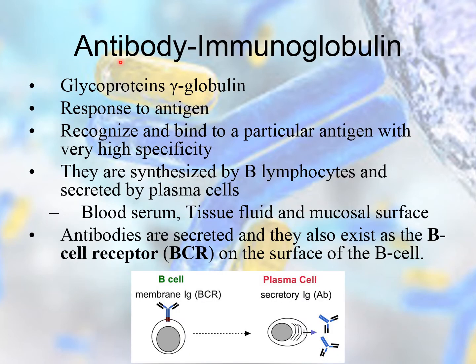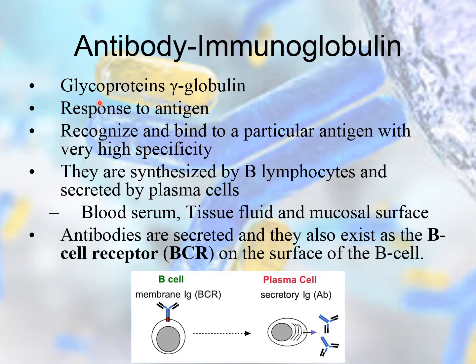An antibody is also known as an immunoglobulin. It is a protein that is produced by the plasma cell after stimulation by an antigen. So antibodies are always produced in response to an antigen. And these antibodies can recognize and bind to the specific antigen against which they are produced.